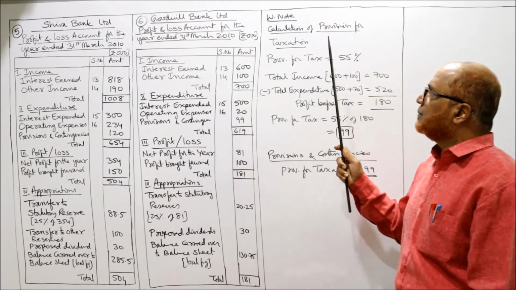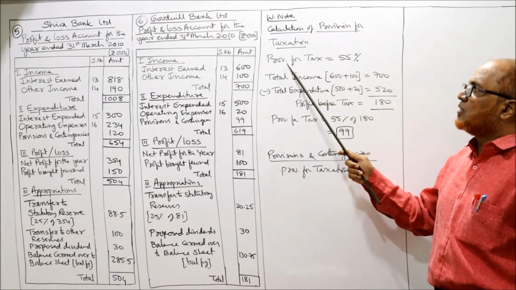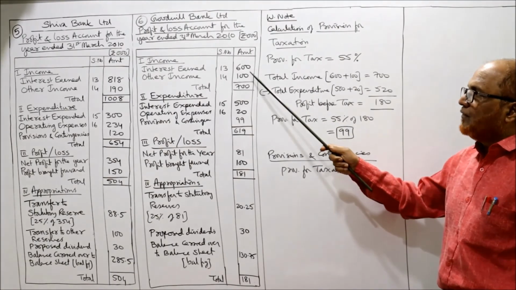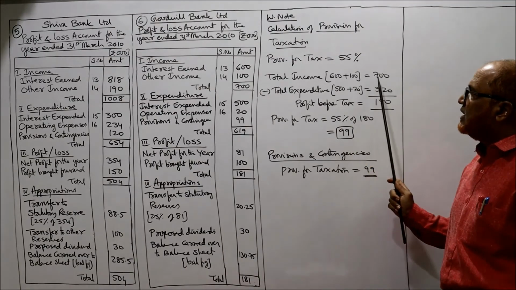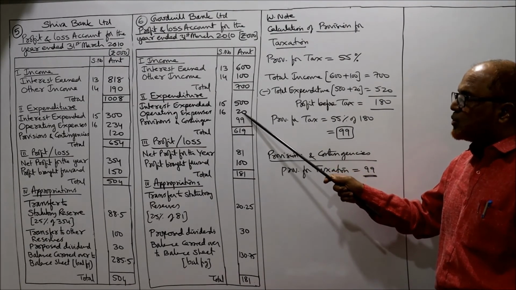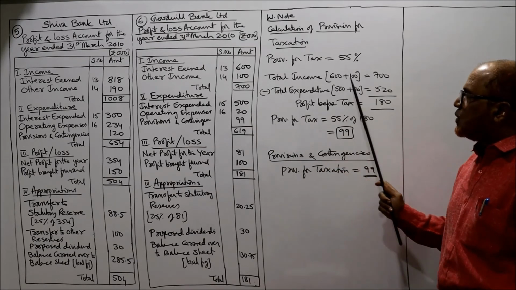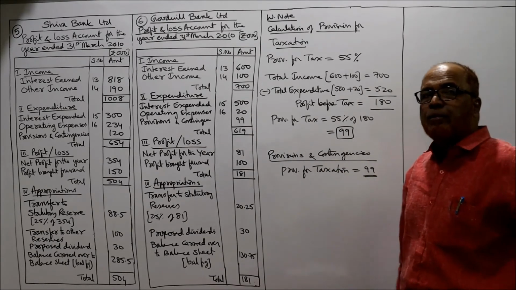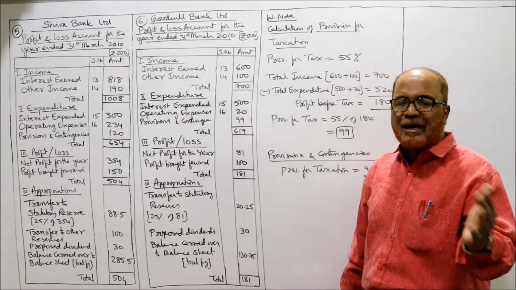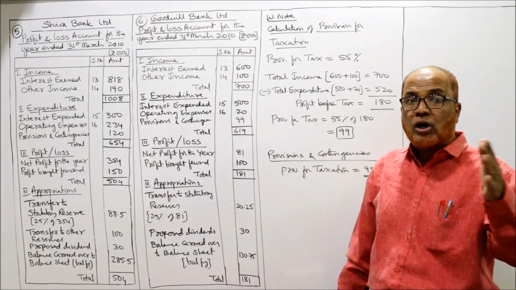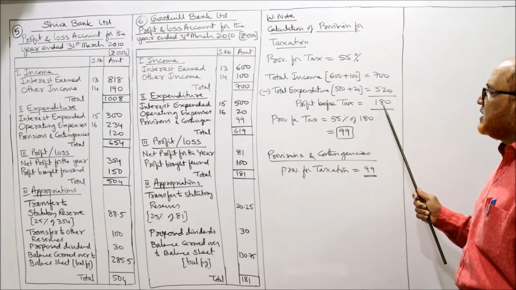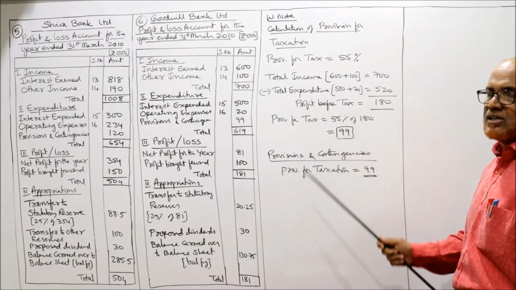So how to calculate? See here. Calculation of provision for taxation. Provision for taxation is given 55%. Total of income. Total of income is 600 plus 100, 700 is the total income. Total of expenditure, expenditure is 500 plus 20. 500 plus 20, 520. Excluding provision for taxation. Before finding the provision for taxation, what is the profit? Profit before tax. So 520. 700 minus 520, 180. This is the profit before tax.